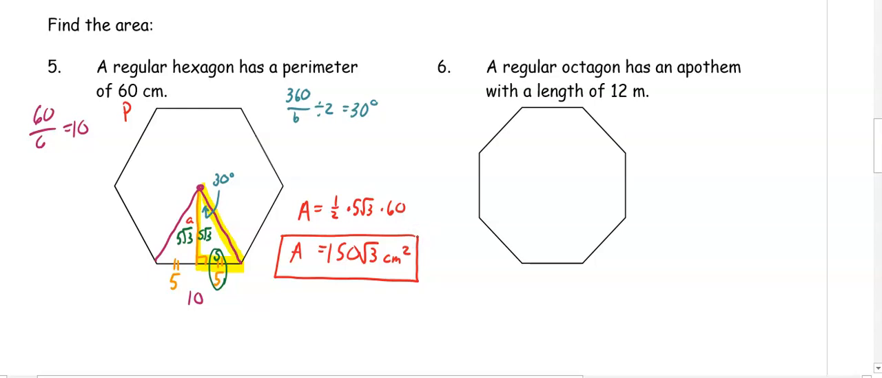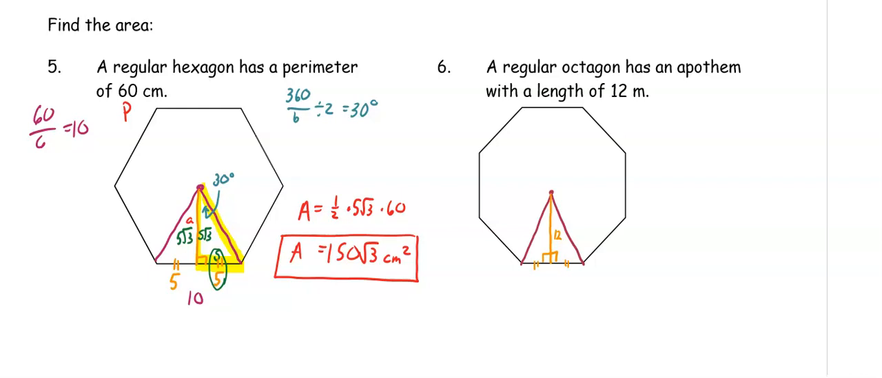Number 6, a regular octagon has an apothem with a length of 12 meters. So number 6, we're going to draw our triangle in, and we can also draw the apothem in. And we know it bisects the side. We know the apothem is 12.